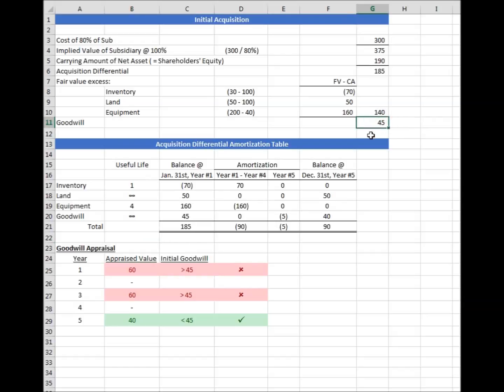Our goodwill over here was 45, and I just did this to show you that the appraised value is greater, so we're not going to use that.